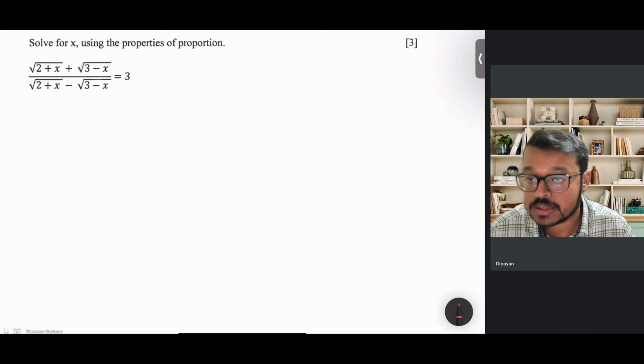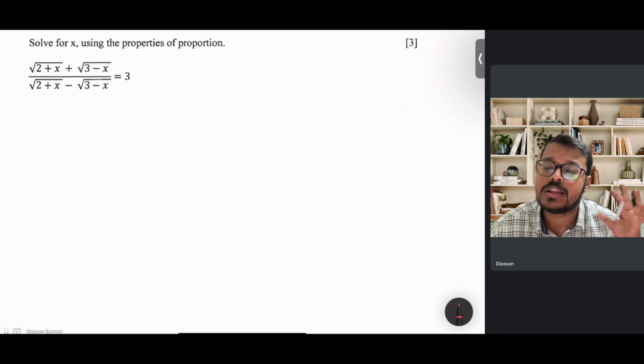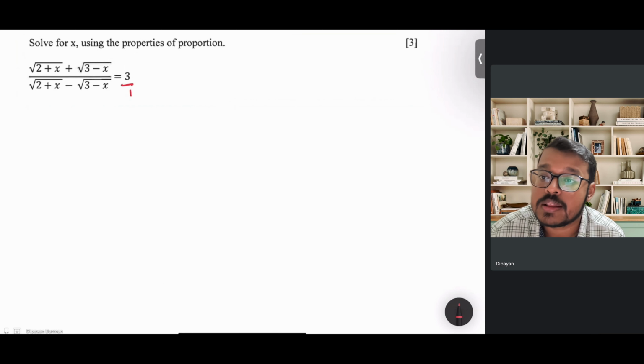So the first thing that we need to do is the equation must be a proportion also. So we have the left side, we have something by something, but the right side is only a single number 3. So we need to write 3 as 3 by 1. Then it becomes a proportion. We have left side something by something is equal to 3 by 1, 3 is to 1.